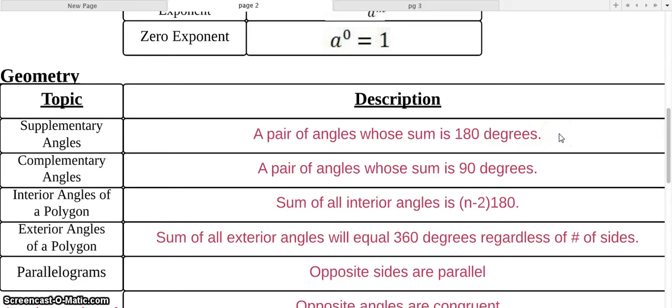Supplementary angles are a pair of angles whose sum is 180 degrees. Complementary, the angles add up to 90 degrees. A little geometry review for you.